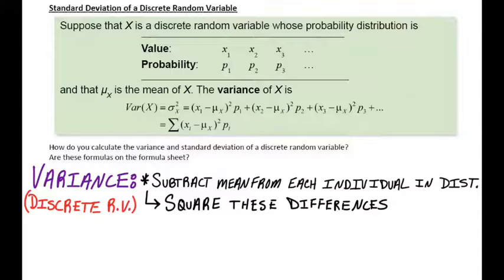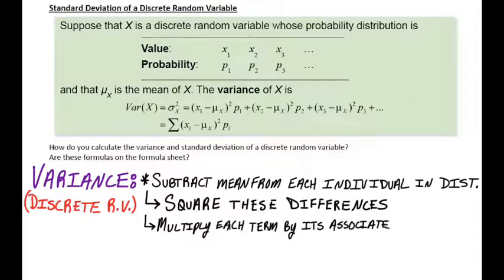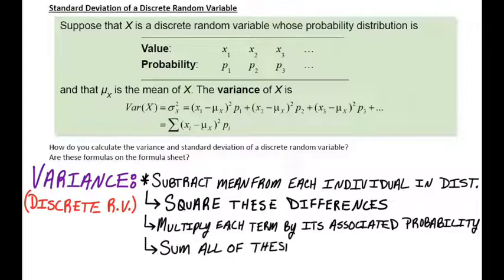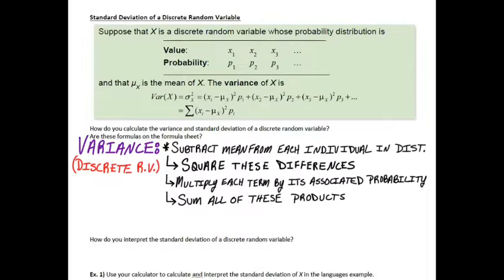So after we've squared the difference for each one of those differences, we multiply by the associated probability. So multiply each term by its associated probability. For example, the first outcome has probability P1. The second outcome has probability P2, and so on and so forth. And then last but not least, we add up all of these products, or we could say sum all of these products. That's what that big sigma thing means, to sum or add all these things up. So that's how we get the variance.